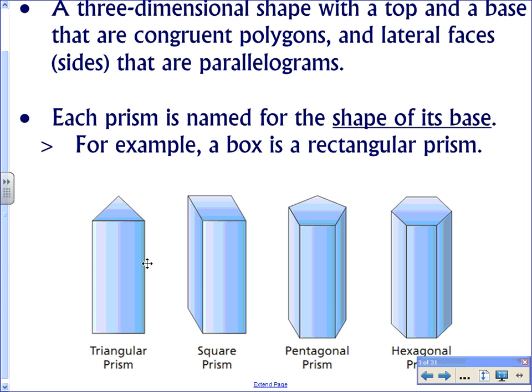Each prism will be named for the shape of its base. So this is a triangular prism, a square prism, a pentagonal prism, a hexagonal prism. In this lesson, we're just going to focus on rectangular prisms and triangular prisms.